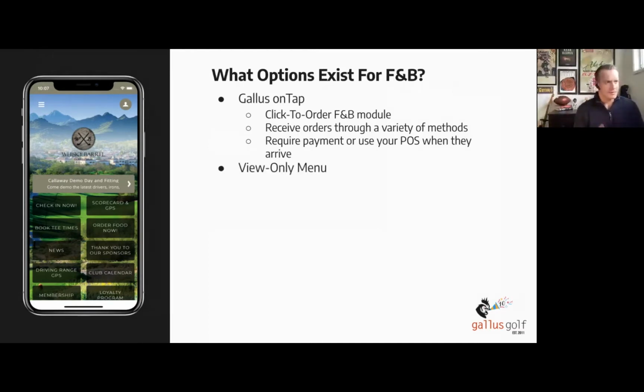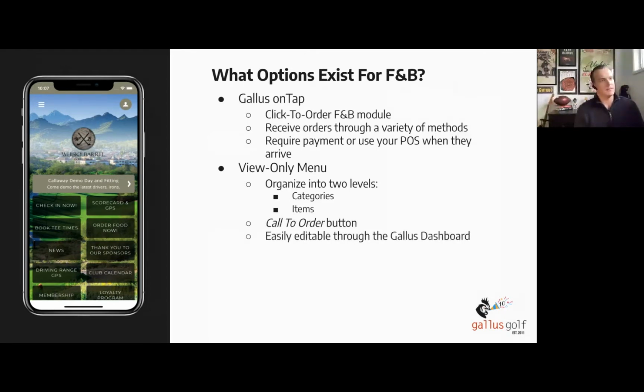So the second option is a view-only menu. This is similar to Gallus Ontap in that people can view your entire menu. They can kind of interact with it to see some of their options. But then when they're actually ready to order, we can place a call button at the bottom that they can tap on to bring up the dialer on their phone. At this point, you can organize it into 2 levels. You can make them categories, and then you can put items beneath. And then, as I mentioned, you can do a call to order button and edit it through the dashboard too.